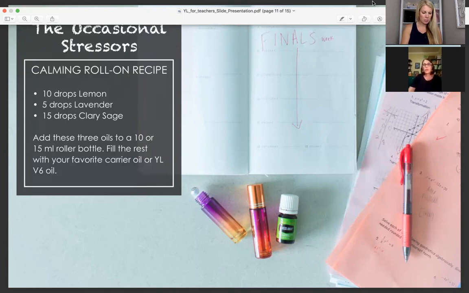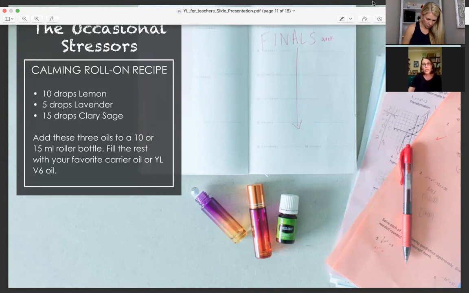I'm gonna mention a couple of things that can minimize these occasional stressors. The first one is Stress Away. This is one of my all-time faves. It has a blend of lime, vanilla extract, cedarwood, lavender, and copaiba. And we've already talked about cedarwood, lavender, and copaiba in the starter kit. So this fragrant oil reduces tension and can help your mind and body be relaxed.